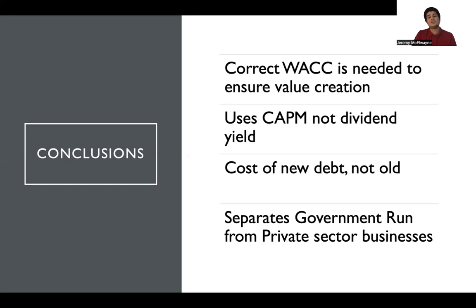Using the weighted average cost of capital separates government-run from private sector businesses due to their differing goals. Government-run businesses aren't necessarily about profitability, more so about delivering their service to the public. While in Royal Mail's case, they now must worry about their service to the public in delivering mail and also delivering value to shareholders.